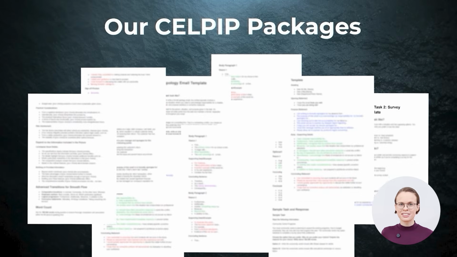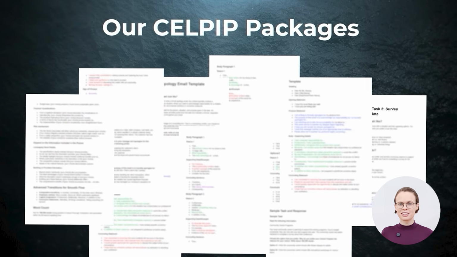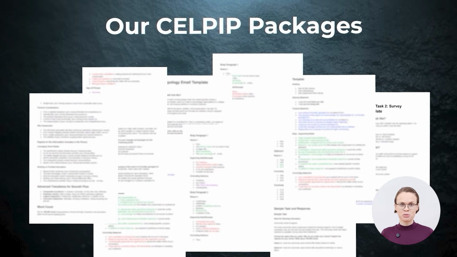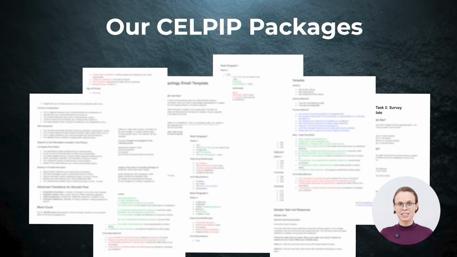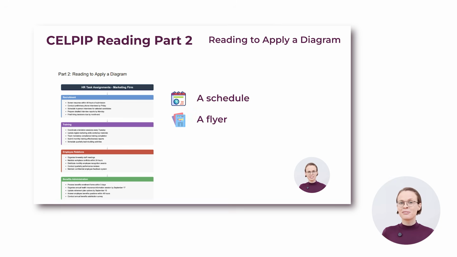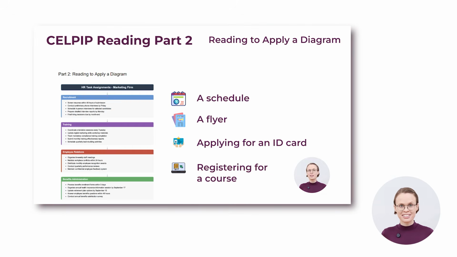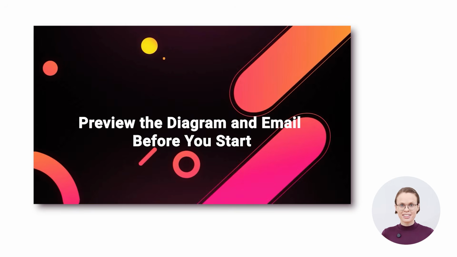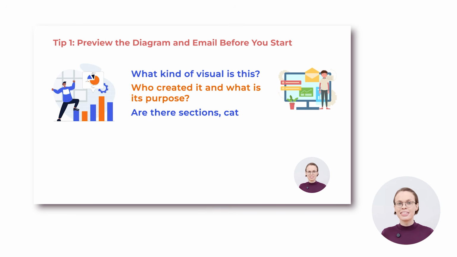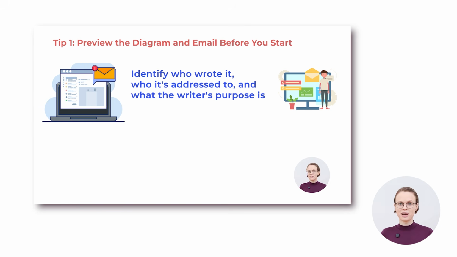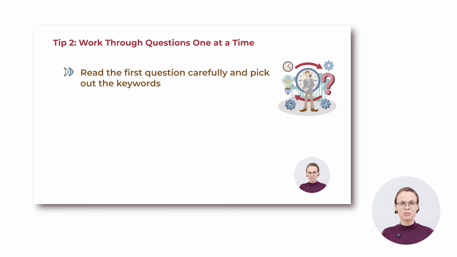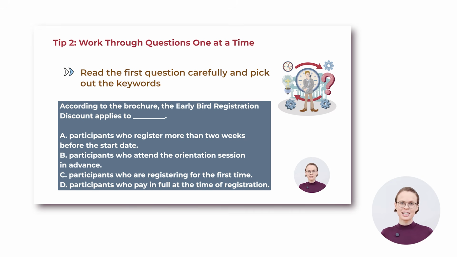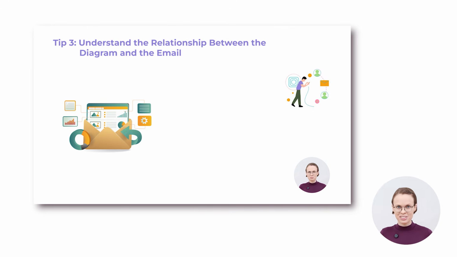This is the approach candidates use inside our CELPIP packages. When they focus on strategic preparation rather than simply studying harder, their scores can transform dramatically. In this video, you'll learn how high-scoring candidates think, what they do differently during the test, and how you can start using the same approach. I'll give you 10 powerful tips that can transform how you handle CELPIP reading part 2. If you're tired of running out of time or getting the same score again and again, keep watching. This might be exactly what you need.